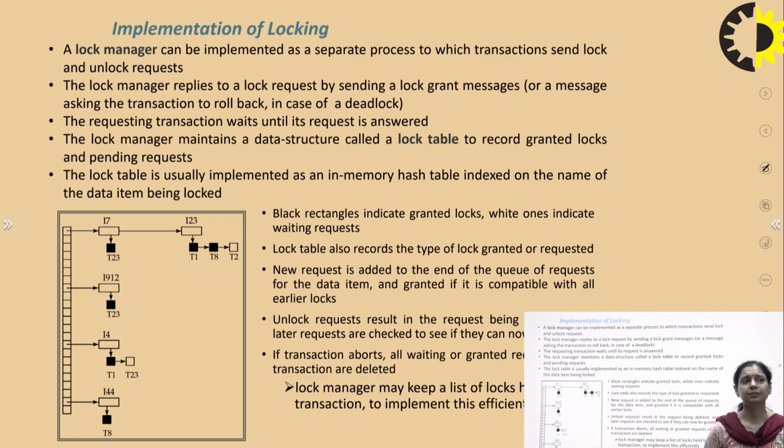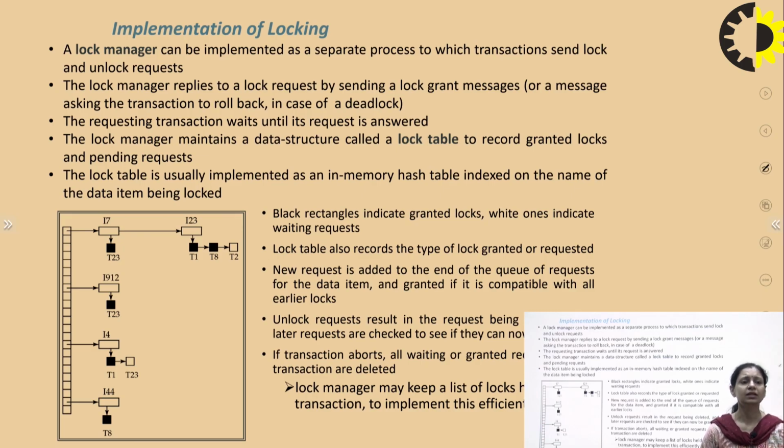How is it implemented? We have a concept of the lock manager which can be implemented as a separate process to which the transaction sends lock and unlock requests. The lock manager replies to the lock request by sending a lock grant message or a message asking the transaction to roll back if there is a deadlock. The requesting transaction waits until its request is answered. The lock manager maintains a data structure called the lock table to record the granted locks and the pending locks.